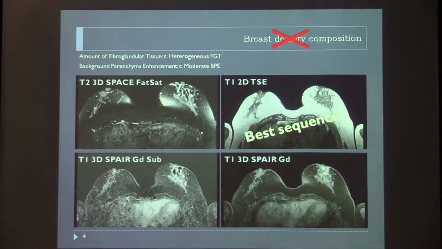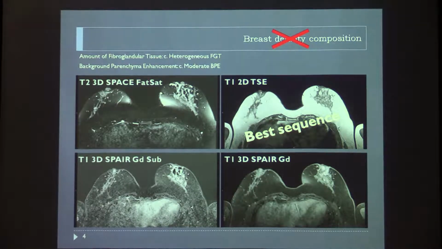The best sequence to quantify the amount of fibroglandular tissue is probably the T1 sequence without fat sat, without suppression of the fat signal. And the best sequence to quantify the background parenchymal enhancement is probably the T1 after contrast injection and with the subtraction.